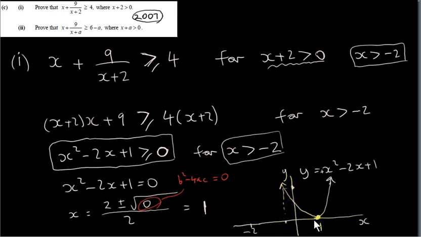Indeed, if we take x equals 1, we get y equals 0. But that's allowed, because y can be greater than or equal to 0. As a matter of fact, y is only equal to 0 for this one value. For all other values of x greater than minus 2, y will be greater than 0. So now you see that this inequality is indeed true for values of x greater than minus 2. So we could just reverse our steps, all the way back to the start, which means that we've shown that (x + 9)/(x + 2) is greater than or equal to 4 for x + 2 greater than 0.